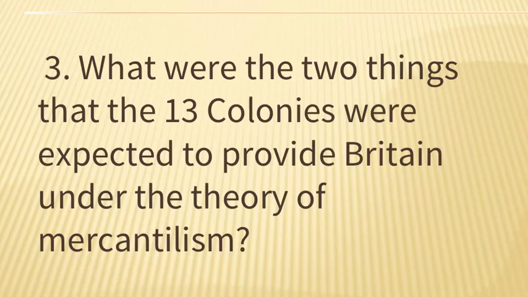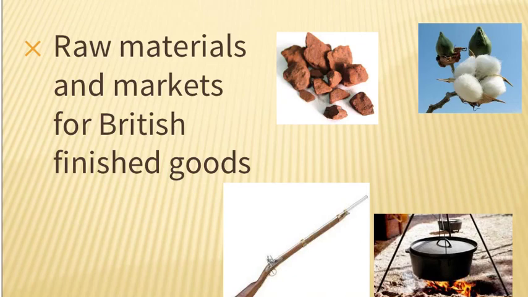So the last question: what were the two things that the 13 colonies were expected to provide Britain under the theory of mercantilism? That is raw materials and markets for British finished goods.